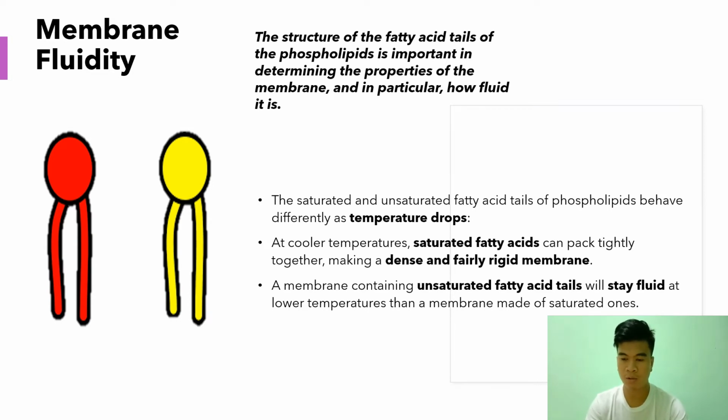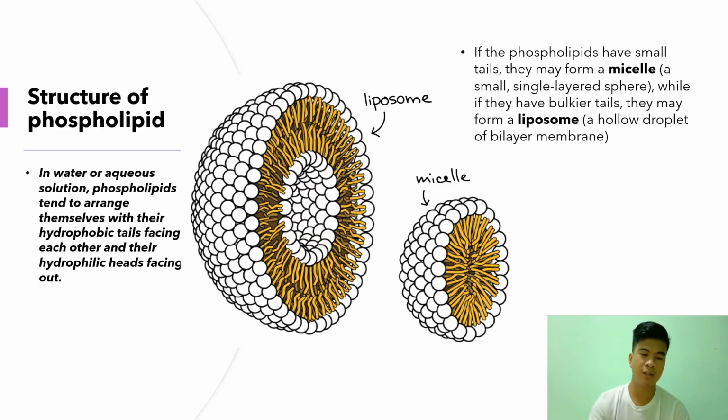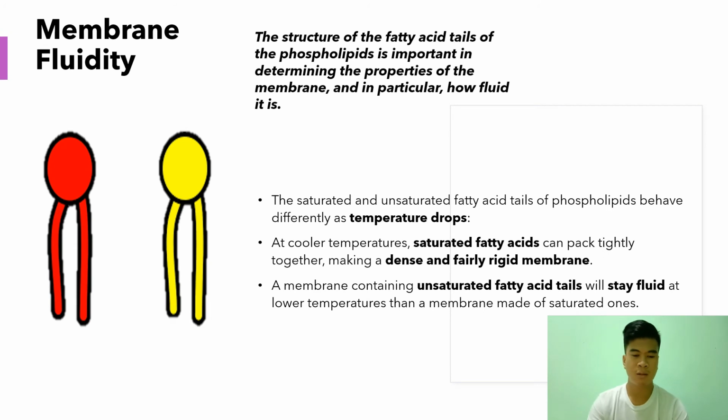At cooler temperature, saturated fatty acids can pack tightly together, making a dense and fairly rigid membrane. It is because saturated fatty acids have no double bonds in the hydrocarbon chain, and the maximum amount of hydrogen. The absence of double bonds decreases fluidity, making the membrane very strong and packed tightly.